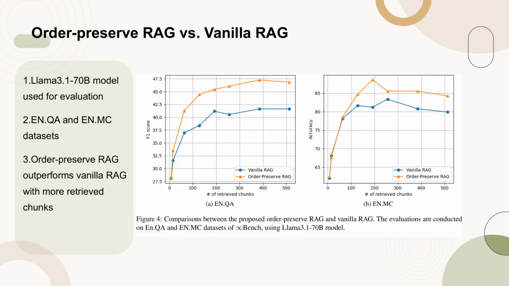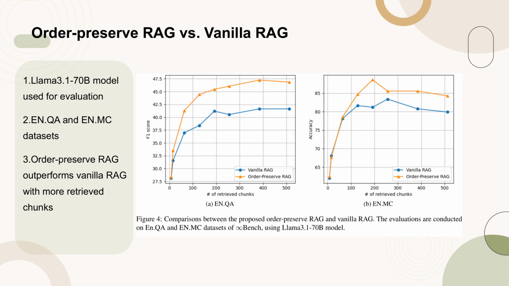Figure 4 illustrates the performance comparison between the proposed order-preserved RAG and the vanilla RAG, evaluated on the en.qa and en.mc datasets using the Llama 3.1-70b model. The figure shows that while the advantage of order-preserved RAG over vanilla RAG is minimal with a small number of retrieved chunks, it significantly outperforms vanilla RAG when the number of retrieved chunks is large. Specifically, on the en.qa dataset with 128 retrieved chunks, vanilla RAG achieves a 38.40 F1 score, whereas order-preserved RAG achieves a 44.43 F1 score. On the en.mc dataset with 192 retrieved chunks, vanilla RAG achieves an 81.22 accuracy, while order-preserved RAG achieves an 88.65 accuracy.